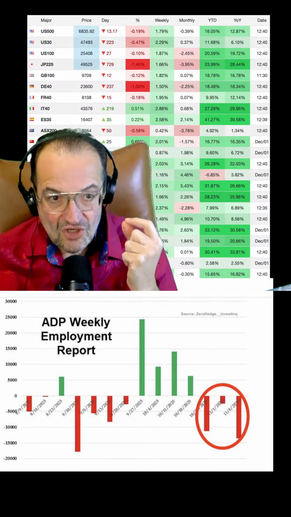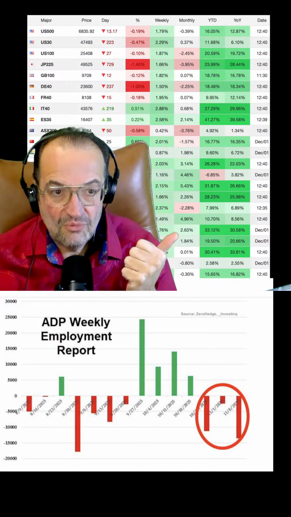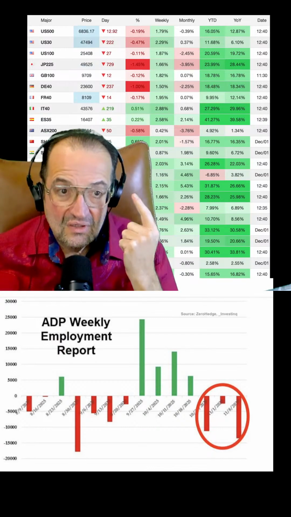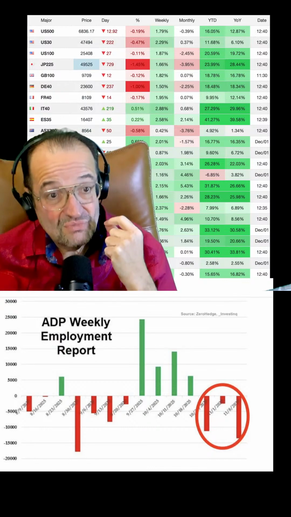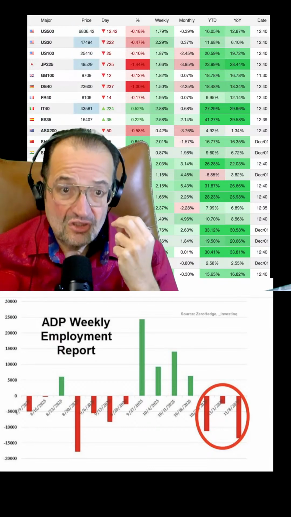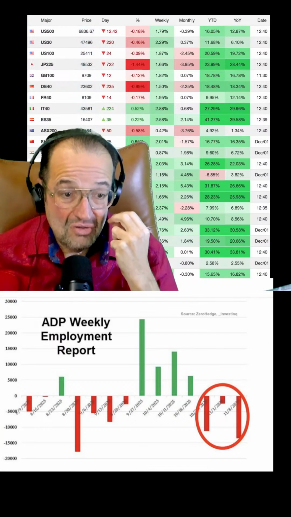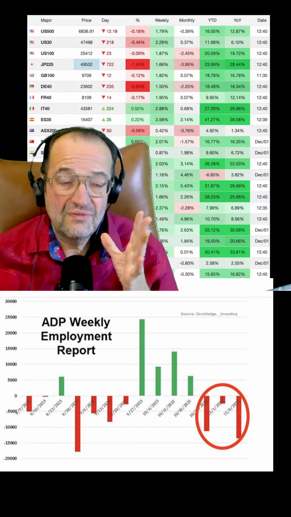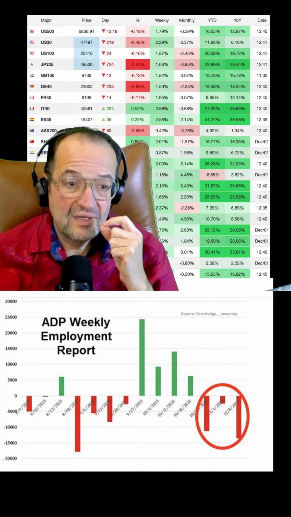So this chart shows a dramatic reversal in the labor market. October hiring boom was short-lived, and early November now shows multiple weeks of significant job losses. The shift is loud, early, should not be ignored. Okay? So be aware of that. Be very aware of that.